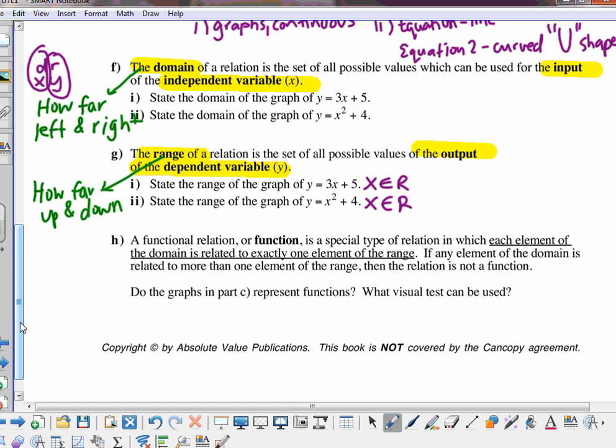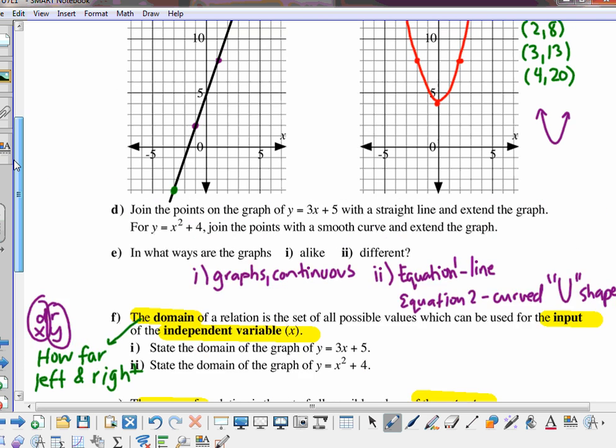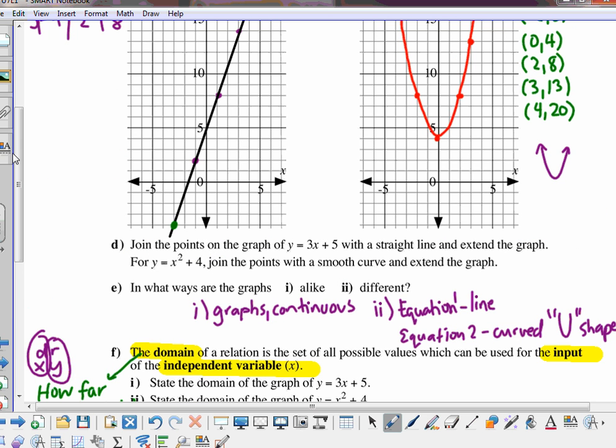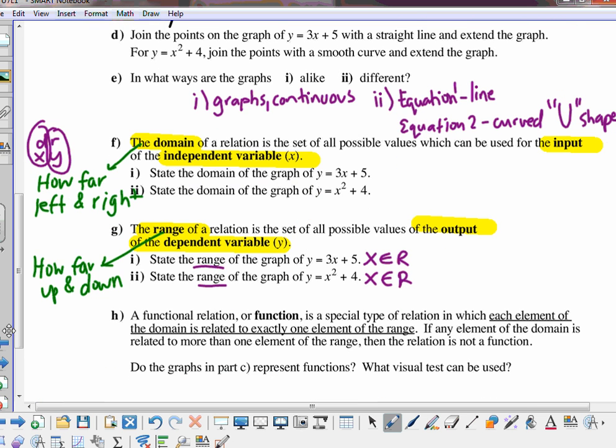Right, so the up and down part is our range. When we classify the range, the graph is going to keep going up and keep going down, so it's going to be y ∈ ℝ. It goes forever up and down. So for the line, that's going to be y is an element of the reals.